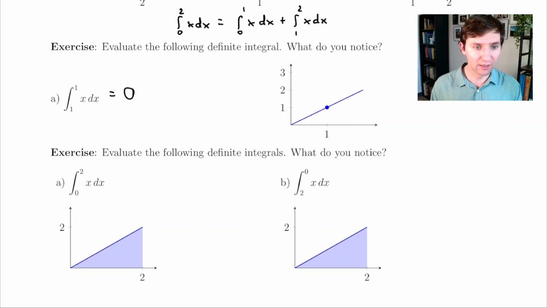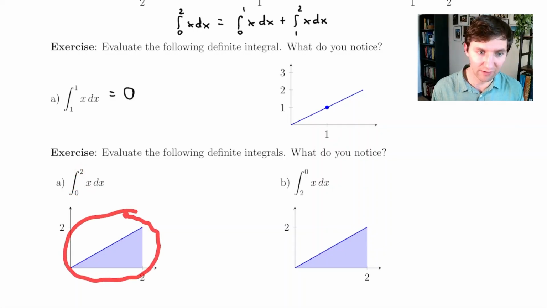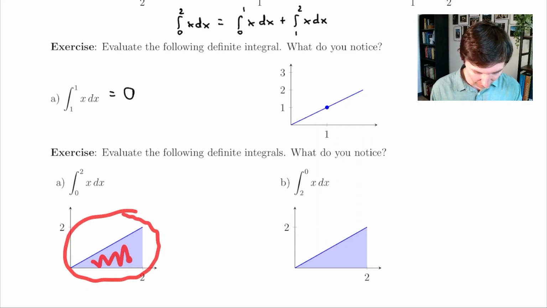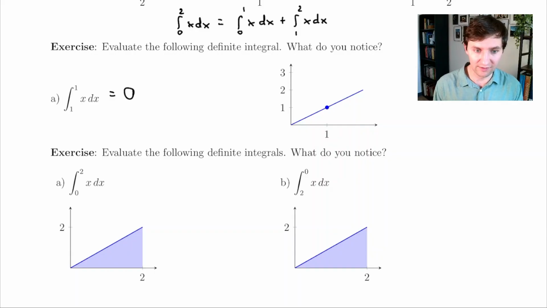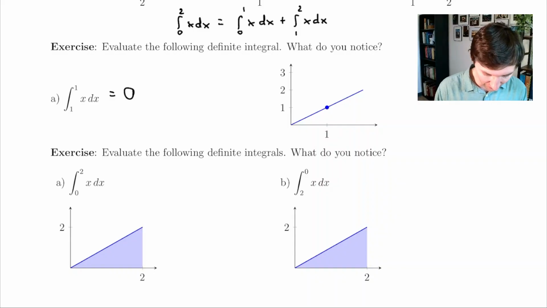In the first case, we're given a definite integral from 0 to 2 of the function x. We see the region under the graph of the function f of x equal to x in the picture below. This definite integral gives us the area of that region. This is a triangle with base 2 and height 2. The area of this triangle is 2 times 2 times 1/2, which gives us 2.